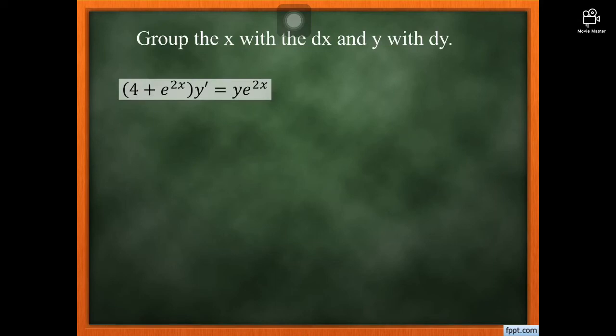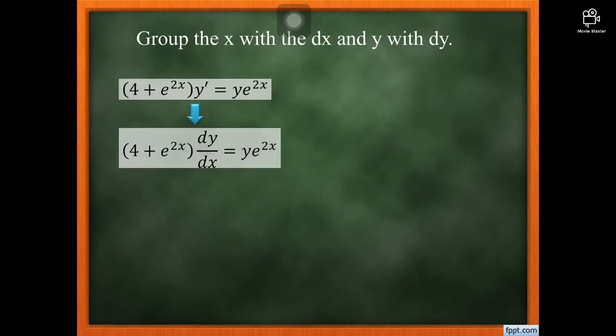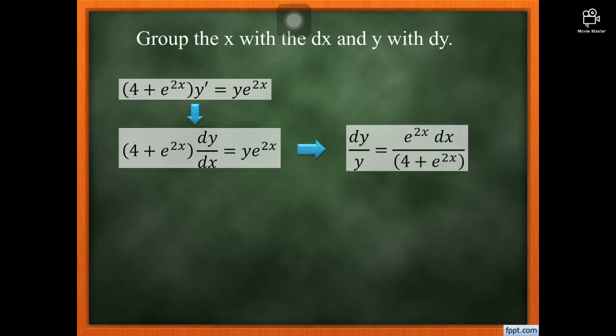So we have this equation and we know that y prime is also equal to dy over dx. Now let us separate x and y, dx with dy. So it gives us this equation: dy over y is equal to e raised to 2x dx over 4 plus e raised to 2x.